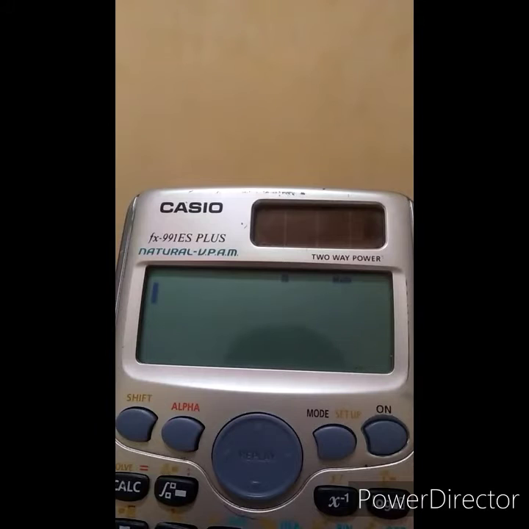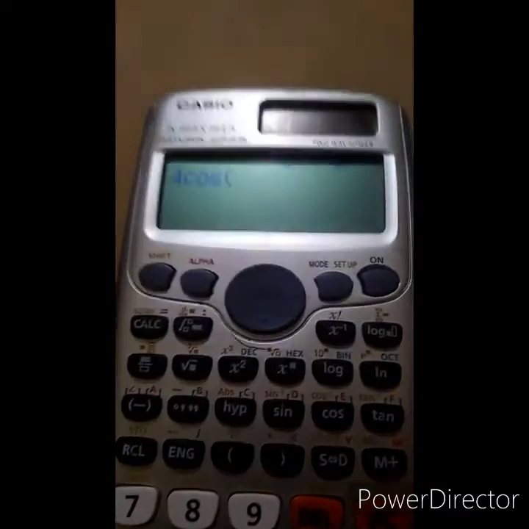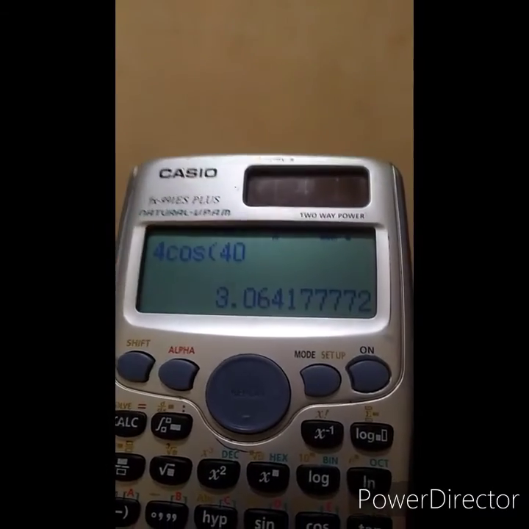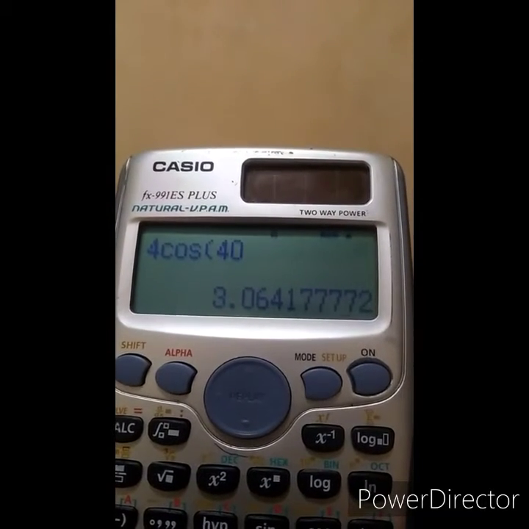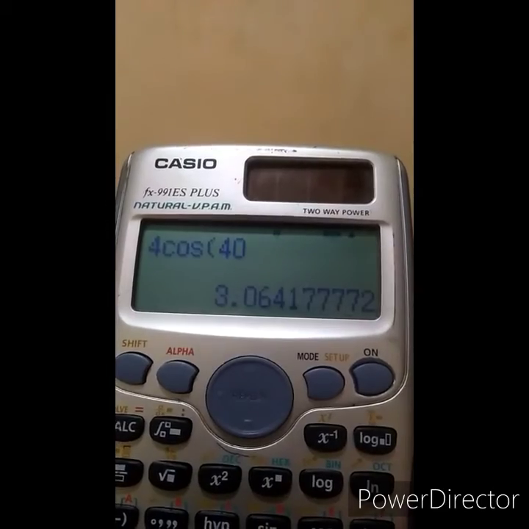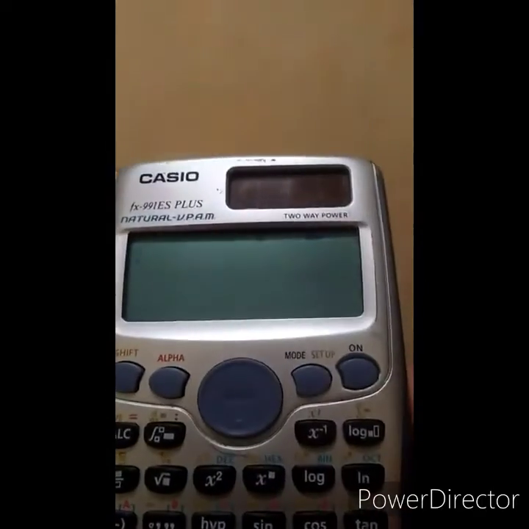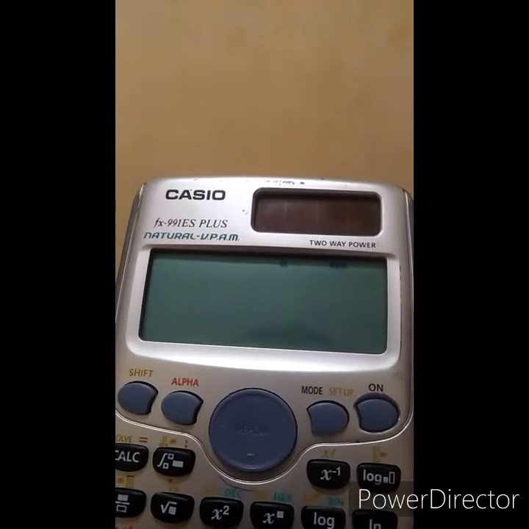Again, just focus on the horizontal component. We will be computing the horizontal component of vector A. Positive 4, or simply 4, cosine 40, equal sign. It is equal to 3.06 something. Then you should round it off to the nearest hundredths. Therefore, it is just 3.06. Next is the vector B. Since there is no given angle, we don't need to compute that. It will be just 2 meters.